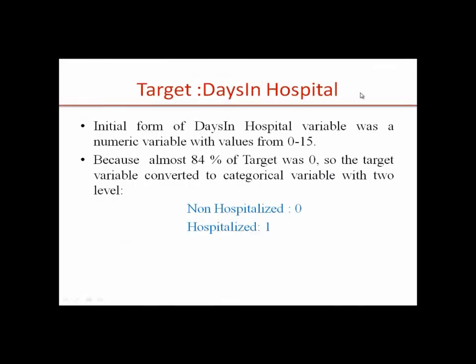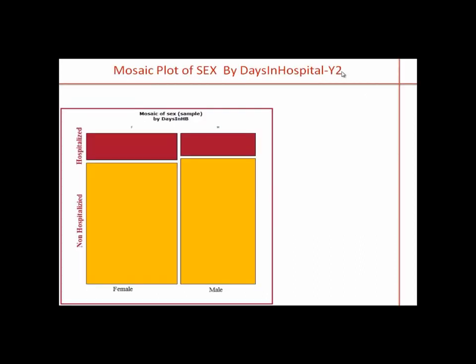The initial form of the target, second year days in hospital, was a numeric variable with values from 0 to 15. Because almost 84% of the target was 0, the target variable was converted to a nominal variable with 2 levels, 0 for non-hospitalized member and 1 for hospitalized member. For example, you can see the mosaic plot of sex by days in hospital for the second year. As you can see, sex has no significant correlation with the target variable.